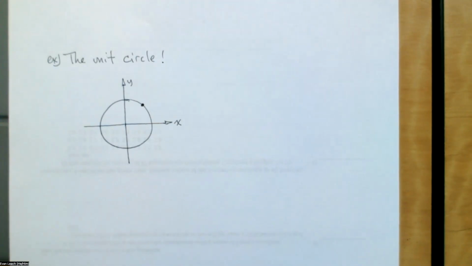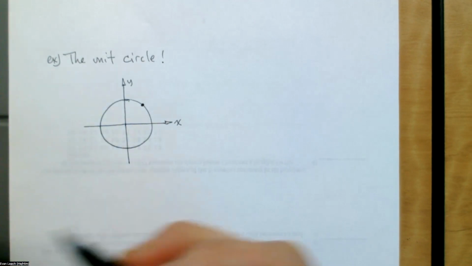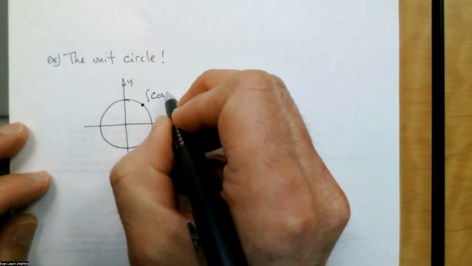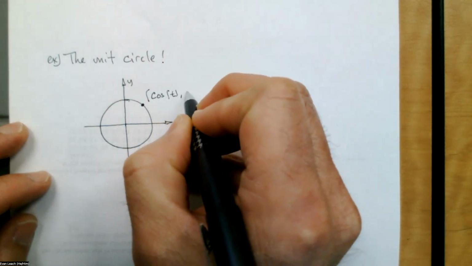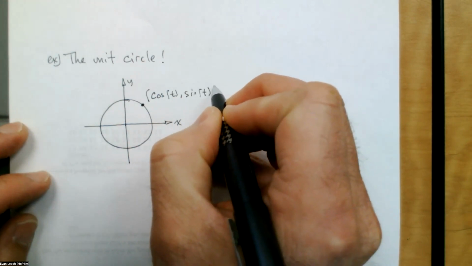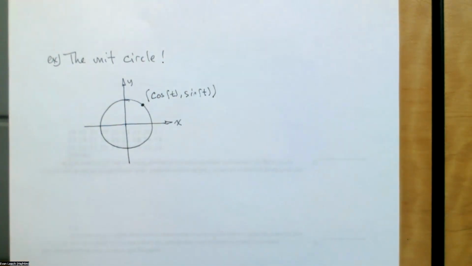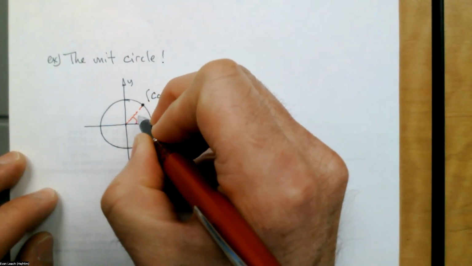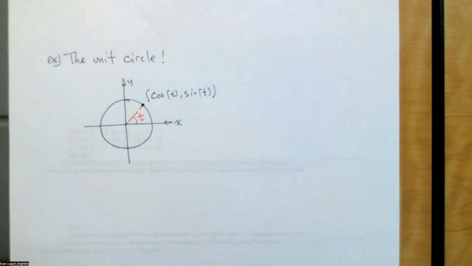The coordinates on the unit circle, remember that the x-coordinate is the cosine, and the y-coordinate is the sine, and the parameter is the angle. So the location is based on the angle. So this is going to be cosine of t and sine of t. And that location is determined by the angle t. And this gives us all of our points going around the unit circle.